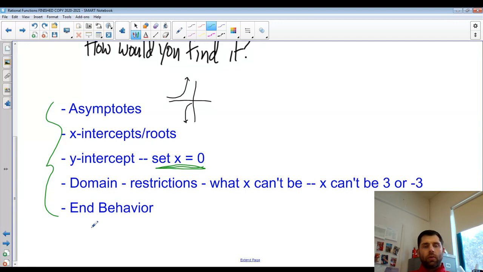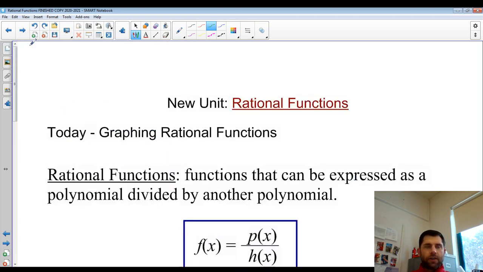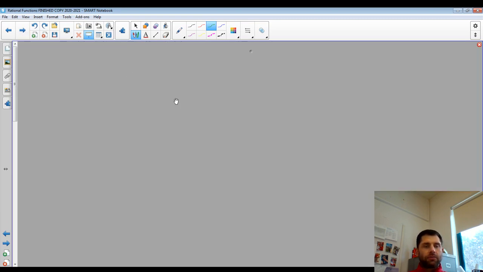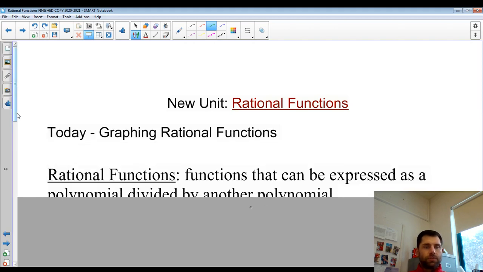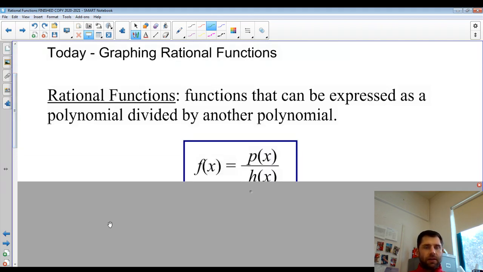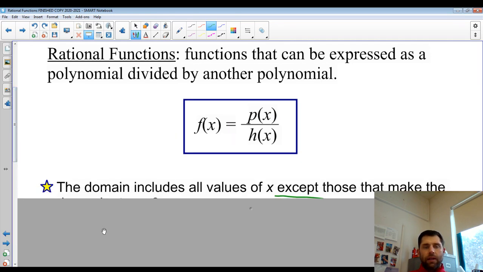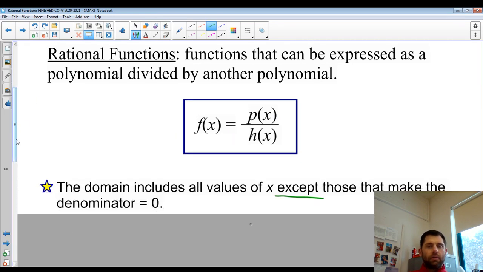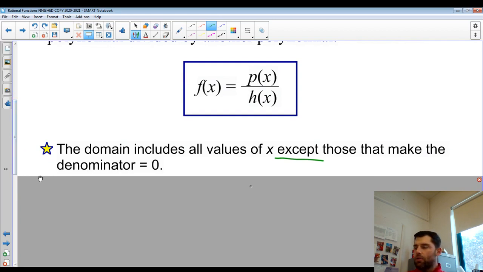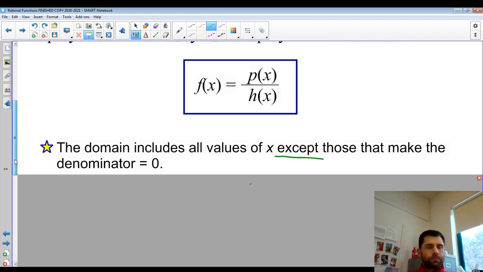So this is what we're going to be looking at algebraically, without the use of our calculator, to graph rational functions. So first, let's describe what they are. Let's just make sure we're all on the same page. Rational functions are functions that can be expressed as a polynomial divided by another polynomial. So p of x divided by h of x, whatever you want to call them, that's what a rational function is. Unlike polynomials, the domain is all values of x except those that make the denominator equal to 0.